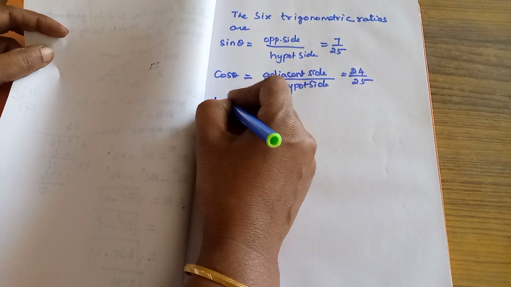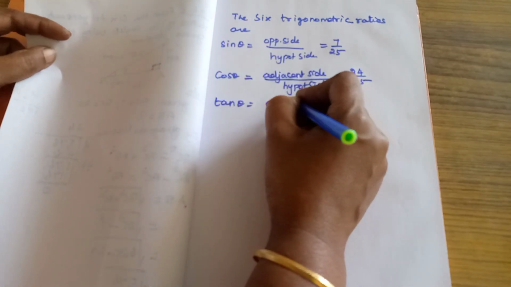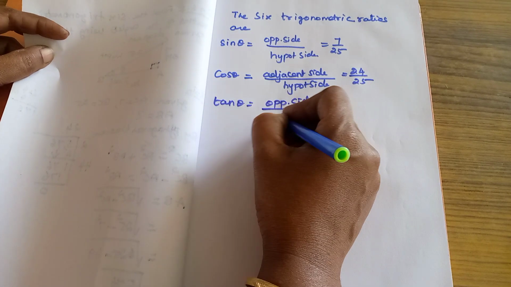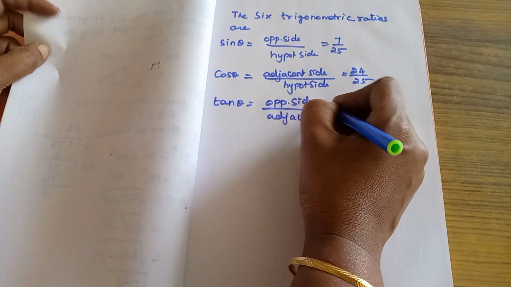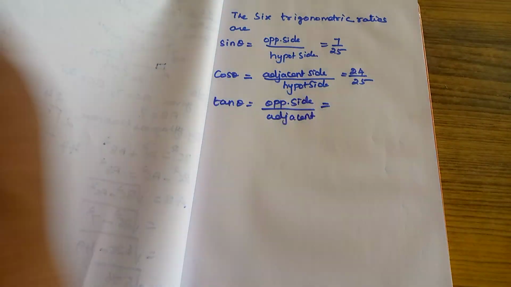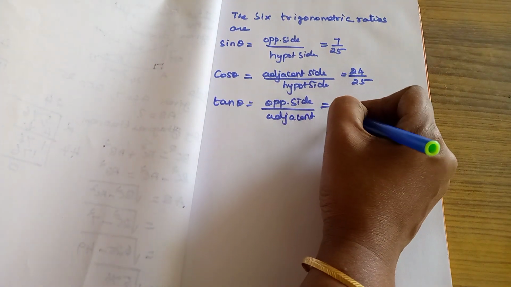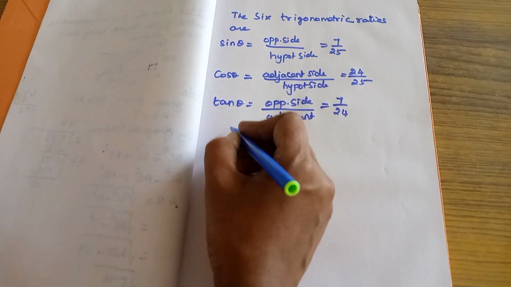What is the third one? Tan theta. What is the tan theta formula? Opposite side by adjacent, which is equal to, what is the opposite side? 7. What is the adjacent? 24. So 7 by 24.